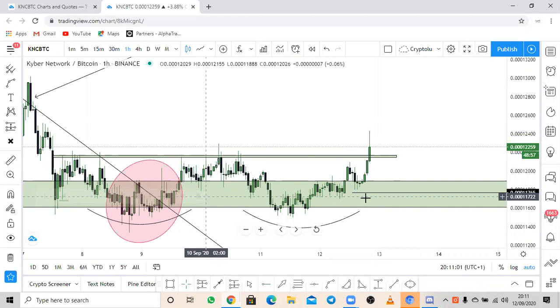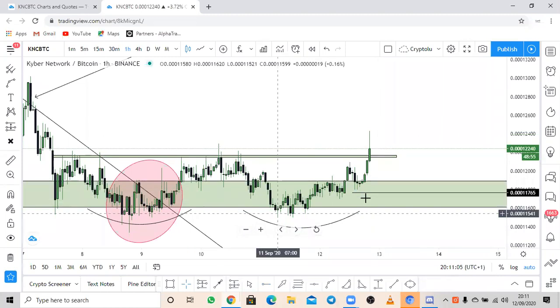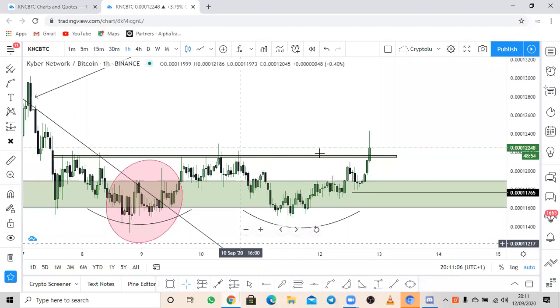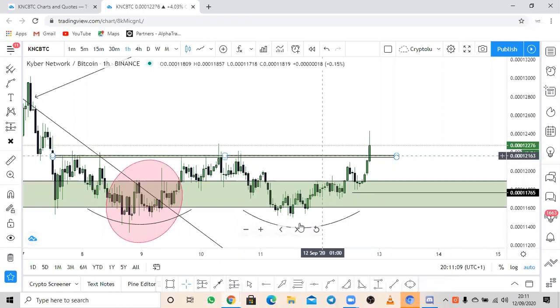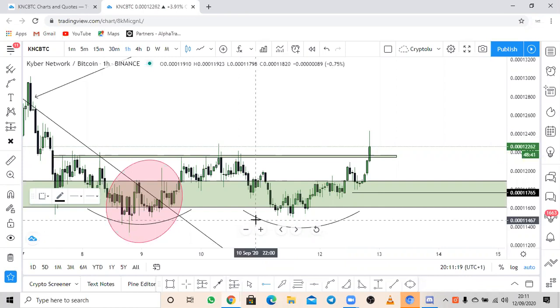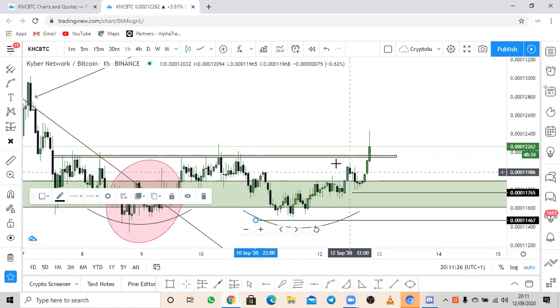Now for those that took the trade below the neckline, their stop loss should be below this bottom here. That will give their trades enough space to breathe, so even if Bitcoin should misbehave, they won't be cut out of the trade easily like that.